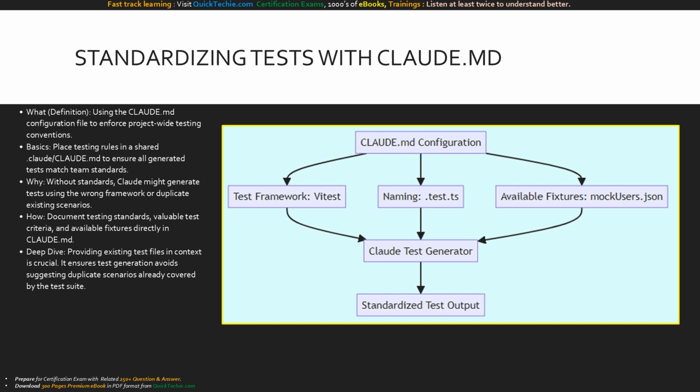On slide 4, we tackle standardizing your tests using the Claude.md file. What is this? It's the practice of using Claude Code's memory file to enforce your team's testing conventions. The basics require placing your rules in the project-level .claude/claude.md file so they are shared via version control. Why is this necessary? Because without it, Claude might write tests in Jest when your team uses Vitest, or duplicate coverage. How do we fix this? You explicitly document your testing standards, valuable test criteria, and testing fixtures in the Claude.md file.